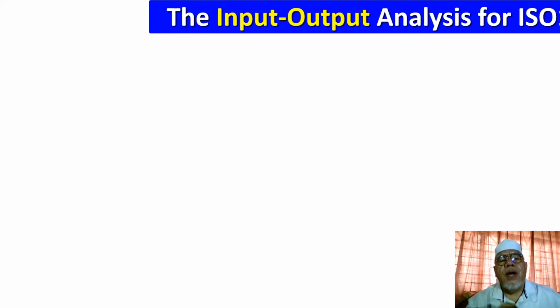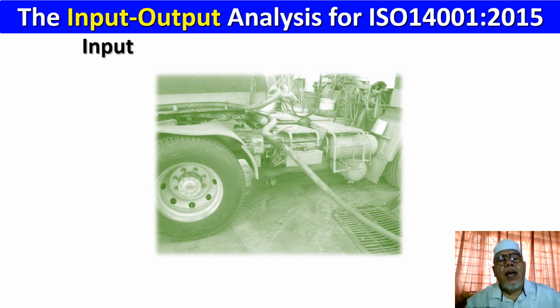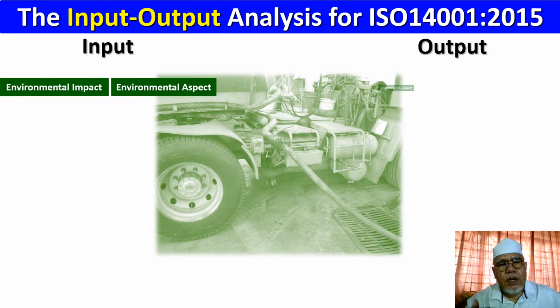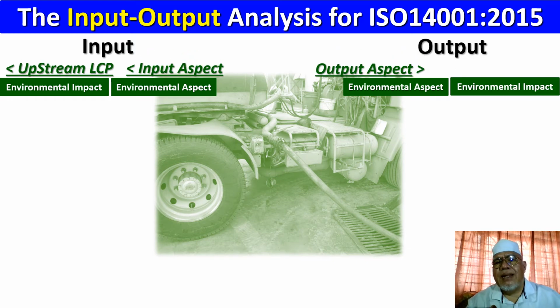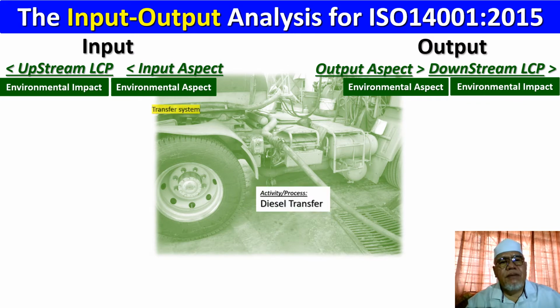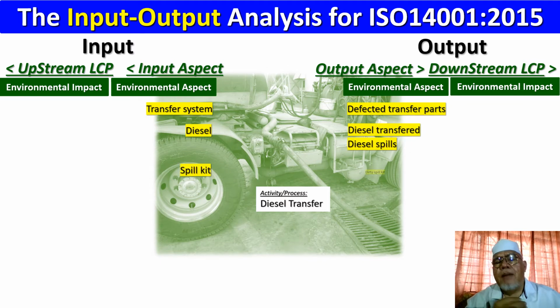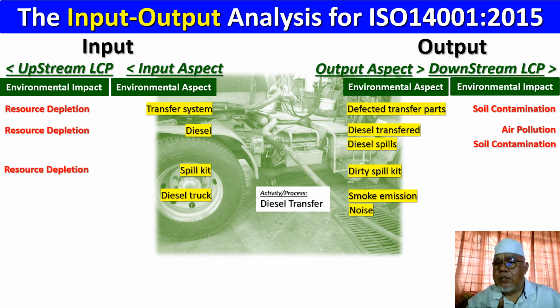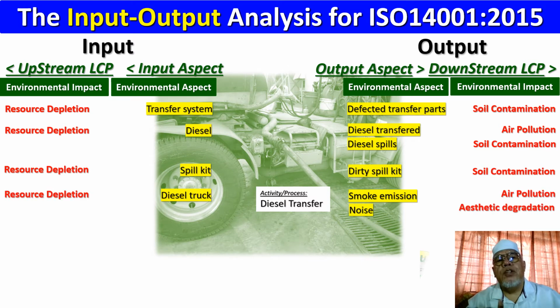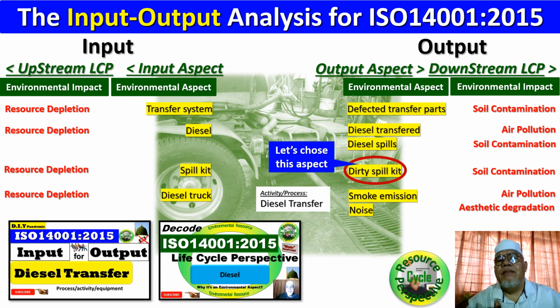Now let us take a look at how we derive these environmental aspects. I am not going to go into detail in this video. It has been discussed earlier. This is how we do it: input-output analysis. It is derived from mechanical engineering knowledge of mass balance. I am not a mechanical engineer, but we have identified not just environmental aspects, we are also able to rationalize why they are environmental aspects by looking at the life cycle perspective.